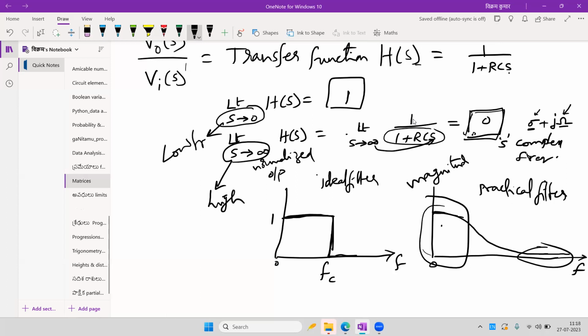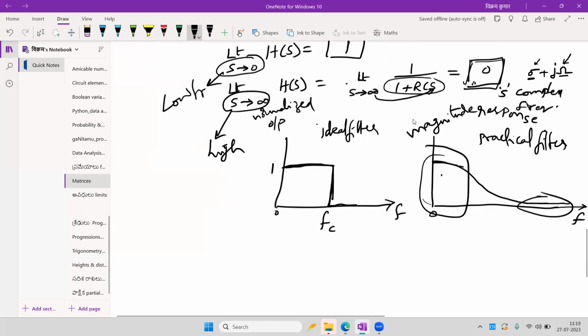But in a high pass filter, only high frequencies will pass, and other frequencies will not pass. This is the magnitude response. For high frequency, whatever value we are given, the filter will pass frequencies more than that value, not below.